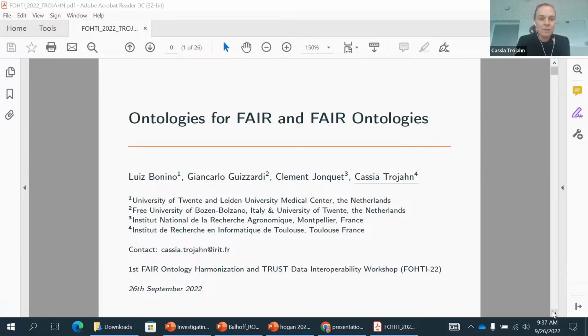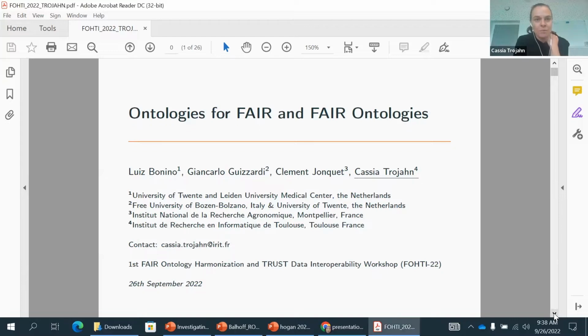I'm here representing my colleagues with whom you organized, two weeks ago at the Semantics conference, the workshop called Ontologies for FAIR and FAIR Ontologies. I will give you an overview of the topic and then discuss some outcomes of the workshop that took place in the last two weeks. You can go to the next slide, please.